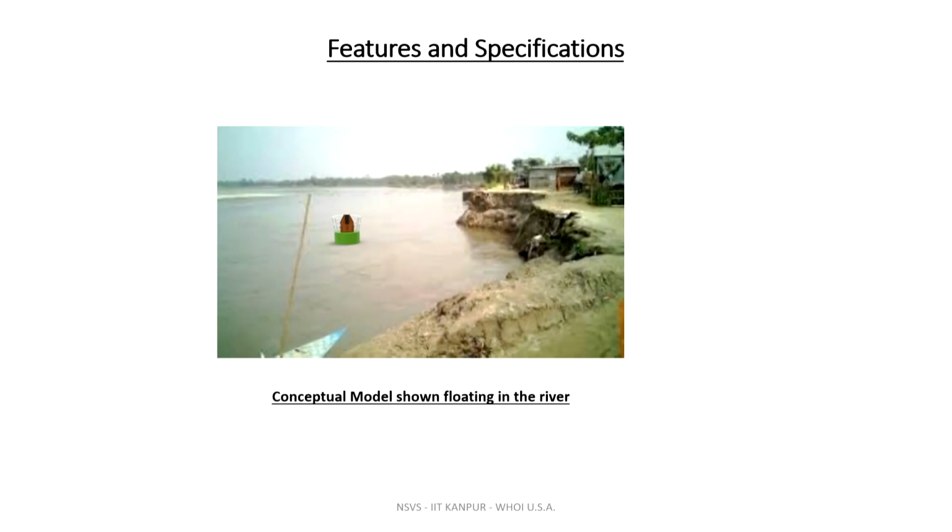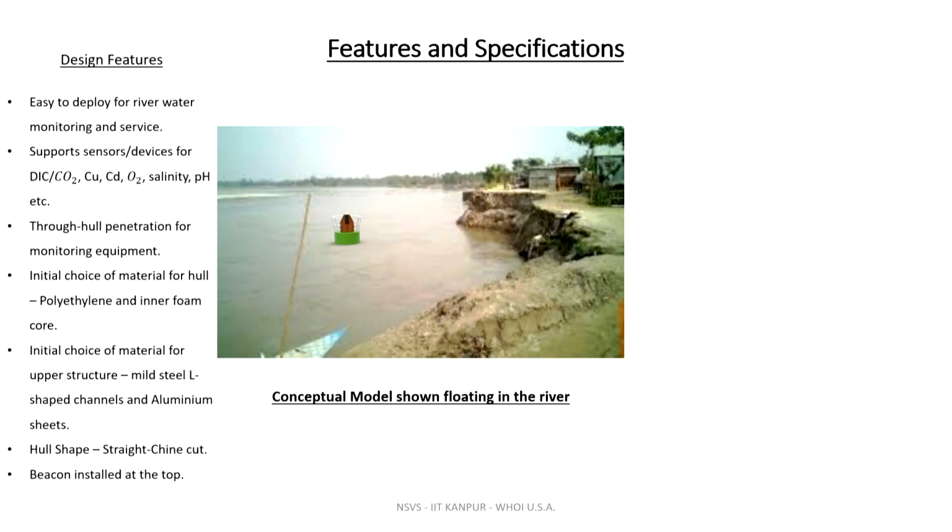Now, let us look at the conceptual model, how it would look, and the corresponding design features. This system must be easy to deploy, that is one very important point. It should not be so heavy that it would be difficult for people to deploy it in water in the first place. Then it must be able to support sensors like DIC, and then of course Cu, Cd, etc., the sensor for the metals, then DO, the oxygen sensor, salinity sensor or conductivity sensor, and pH sensor.